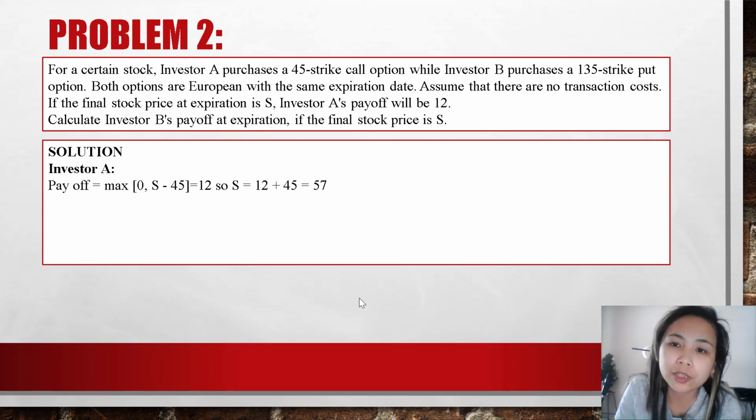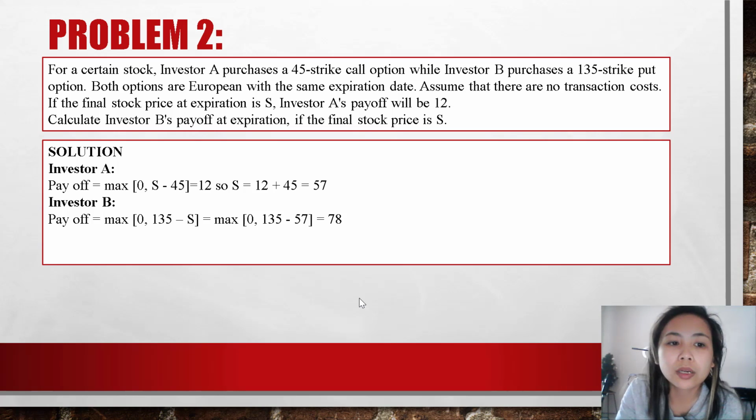And we use this information to find the payout for the second investor. We got payoff is equal to the maximum between 0 and 135 minus S, which is equal to the maximum of 0 and 135 minus 57. It is equal to 78. So the answer here is 78.